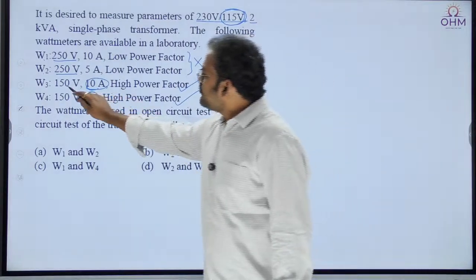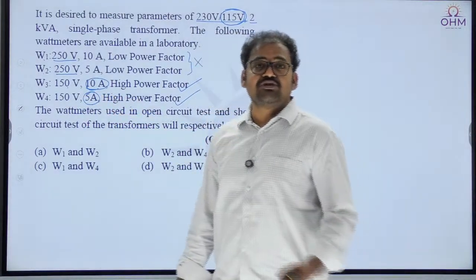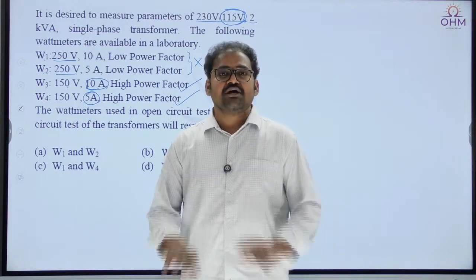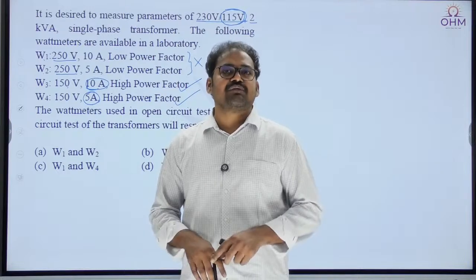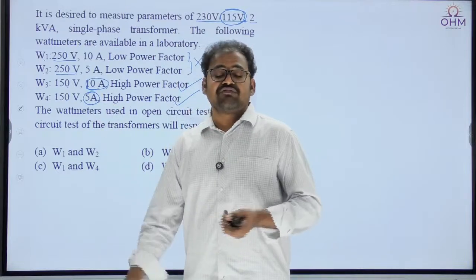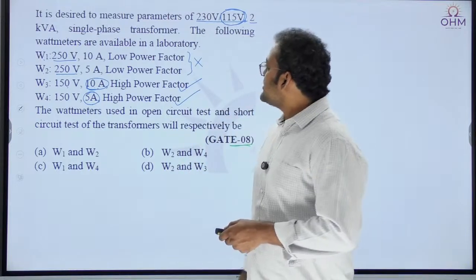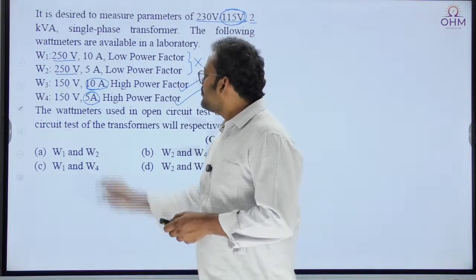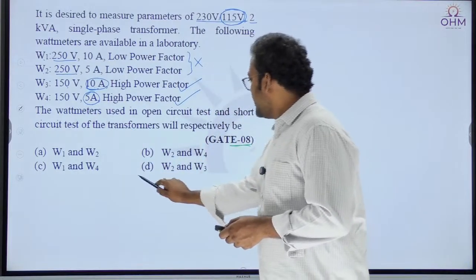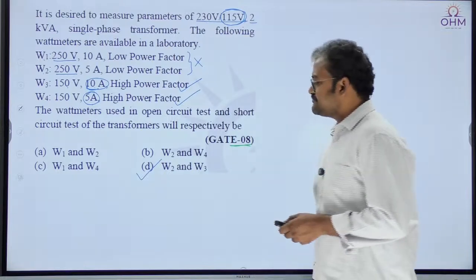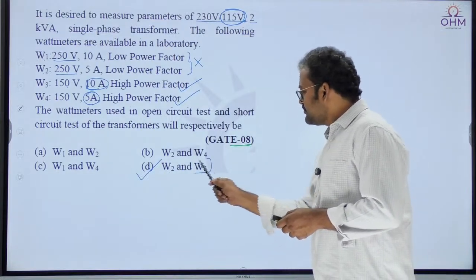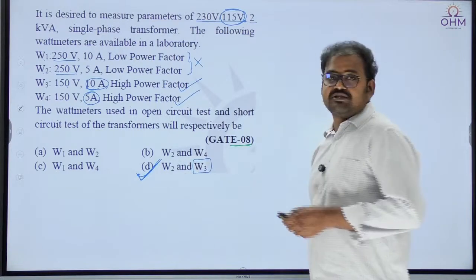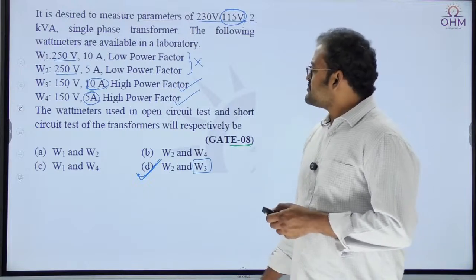Why am I not talking about voltage ratings of these two wattmeters? Because during SC test, voltage was very small, we can almost neglect it. That means voltage rating doesn't matter for the wattmeter, current rating matters. So finally, what are the conclusions? For OC test, you can use either W1 or W2, but for SC test, you can use only W3. Therefore, the suitable option will be the last one. Okay, so simple question.